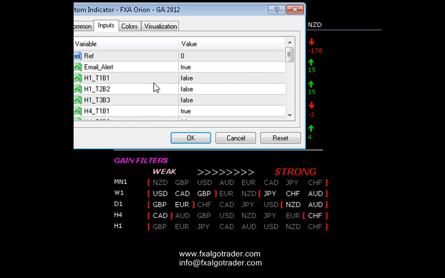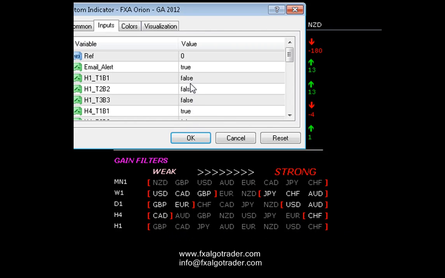These are the filters here. So H1, T1, B1 means hourly, i.e. H1 charts. T1, B1 means top 1, bottom 1. At the moment they're all set to false. So on the hourly filters, which is down here, that whole time frame has no filter running, hence they're all greyed out.